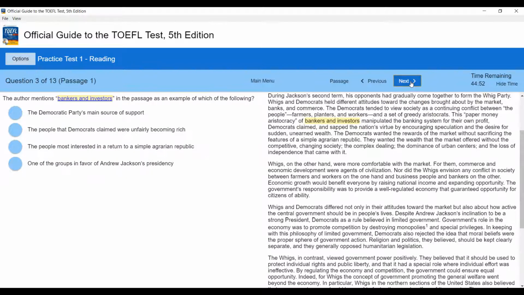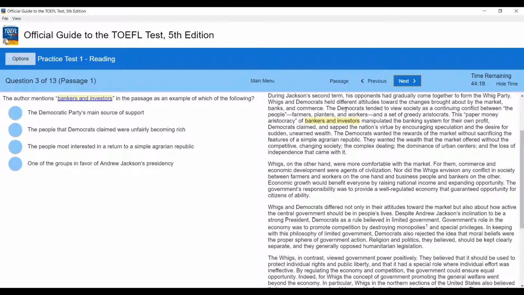Next. Okay, the author mentions, so this is a reference question. It's a rhetorical purpose. So why does the author mention this? It's an example of who? Here I would say these bankers and investors. It is a longer sentence of these two sentences, so I do need to double check how this is being used in the text. So I'm going to look in here.